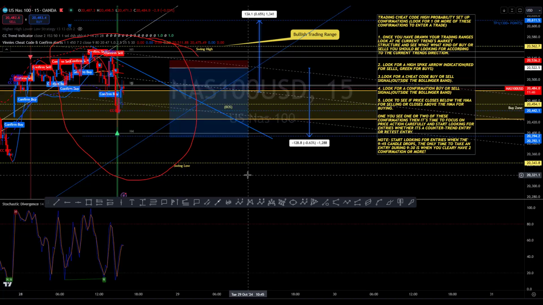I have to wait until the 11 o'clock candle. If we don't get something by 11:15 or 11:30, then we'll just trade another day. It's better to not make money than to lose money.